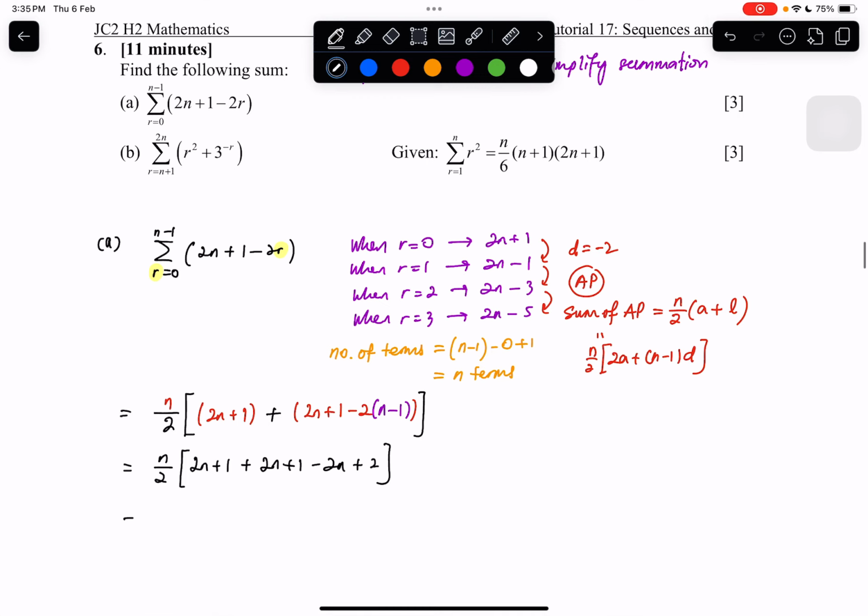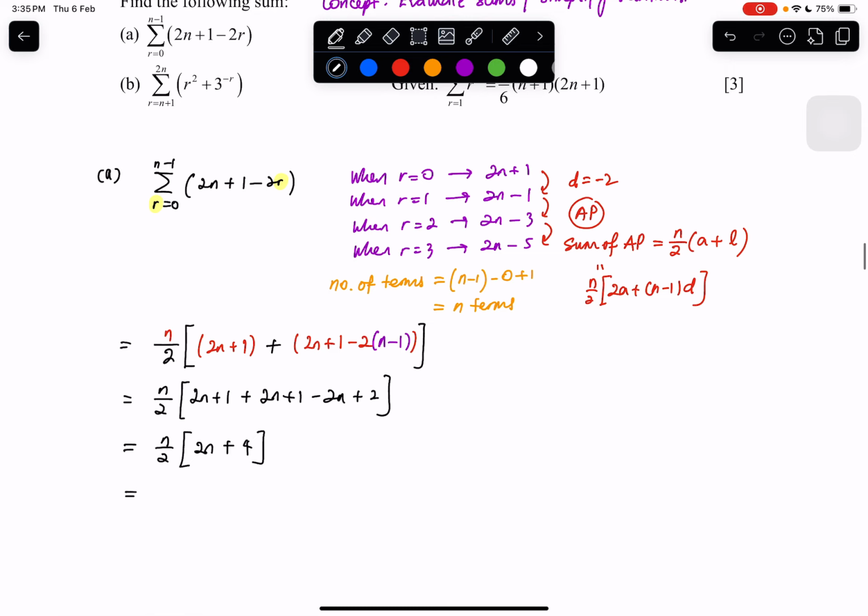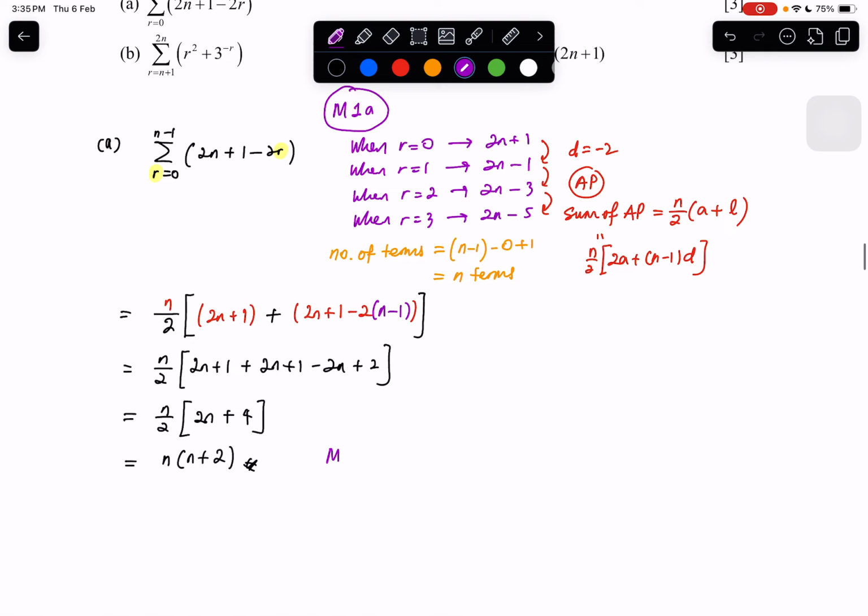So altogether we have n over 2. Oh yes, it's a minus. Over here we have 2n plus 4. Divided by 2, we have n plus 2 as our final answer. So this right here is method 1a. Now method 1b would be to make use of this formula.